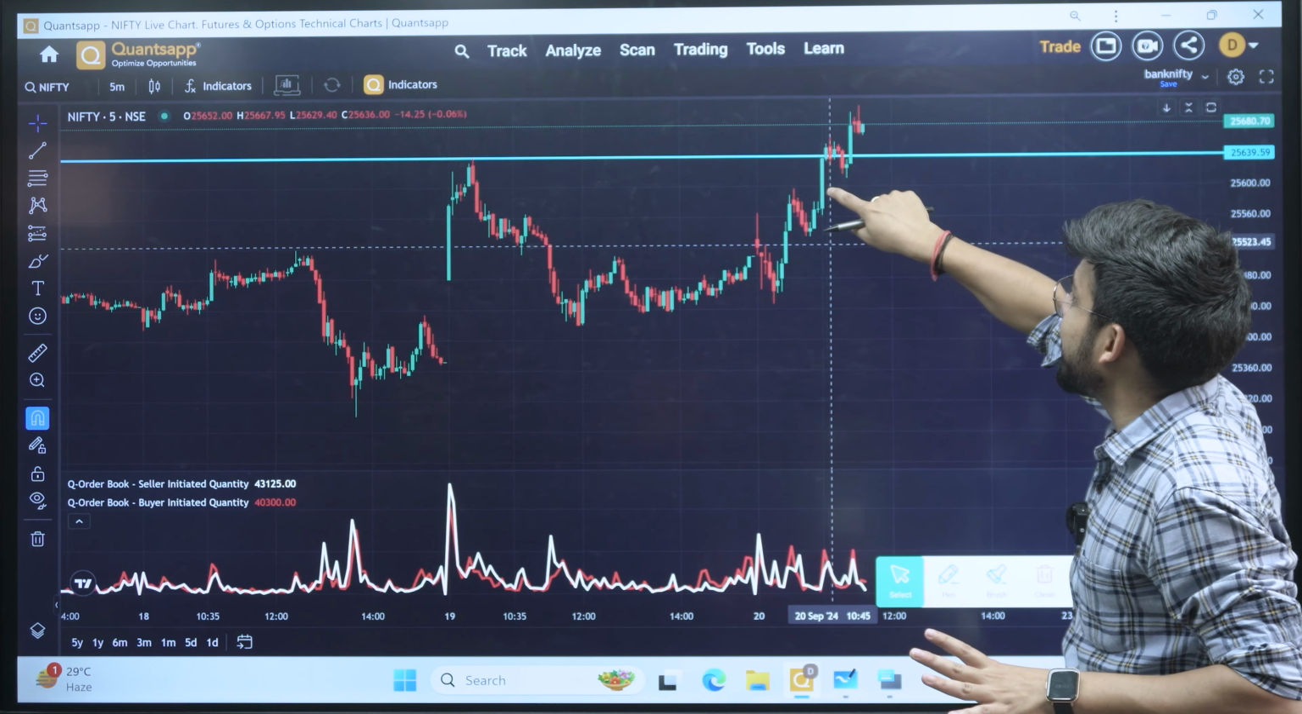If this is the candle that is breaking my resistance, I have to mark the high of that candle and that will be my entry point, right? That will be my entry point.